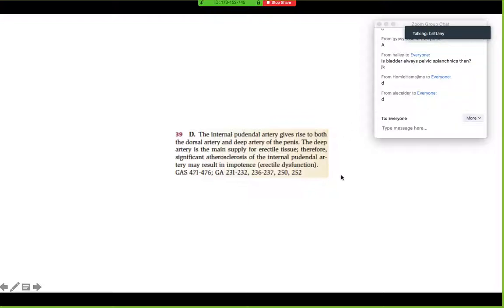Yeah, so both of you are correct. The internal pudendal artery gives rise to the dorsal artery and deep artery of the penis. So it's responsible for the blood supply to the erectile tissue. And so if he has impotence, he's not going to get an erection. So you have a compromise of this internal pudendal artery.